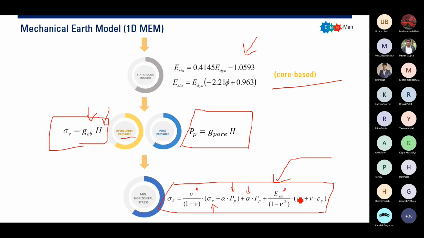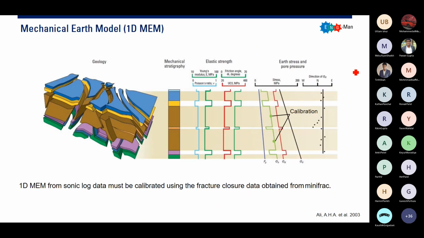And the final result is like this one. So you will have like normal log analysis, right? In normal log analysis, you can calculate the saturation, and also the permeability, using Timur equation or Coates equation. It is a more advanced form of that. Okay, mechanical earth model calculated from the log.